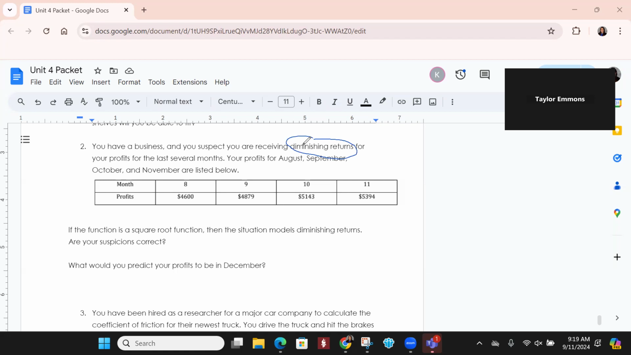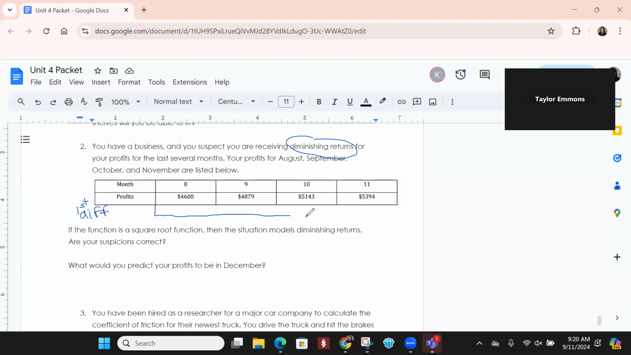Okay. So your profits for August, September, October, and November are listed below. Do you see here we got 4,600, then 48.79, 51.43, and then 53.94. If the function is a square root function, then the situation models diminishing returns. Are your suspicions correct? So we want to find if it has a second difference that is the same. Okay, so let's find the first difference.